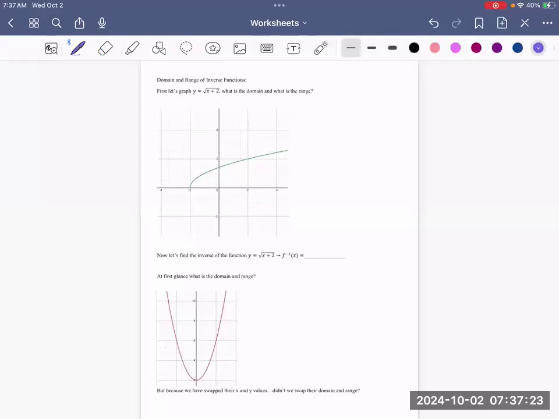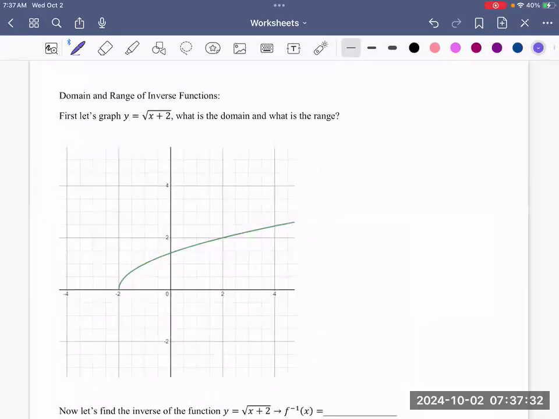Today, we're going to be working on the domain and range of inverse functions and why they end up the way that they do. So let's first go ahead and graph y equals the square root of x plus 2 and find the domain and range.